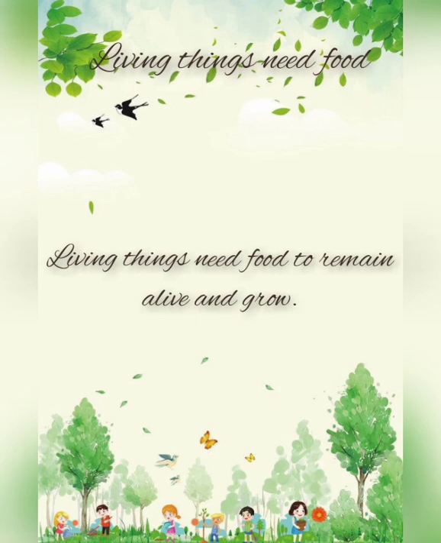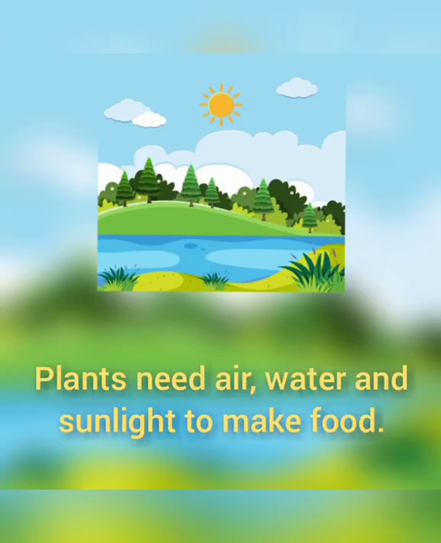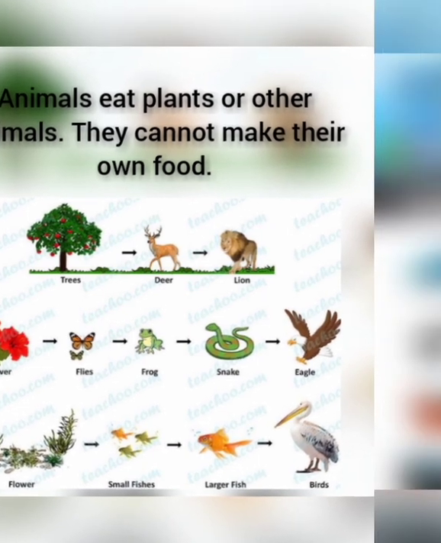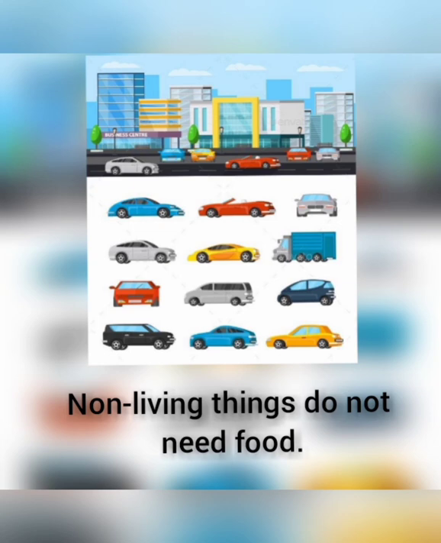Alright? Living things need food. Yes, living things need food to remain alive and grow. You all know that, right? Plants can make their own food with the help of air, water, and sunlight. But animals cannot make their own food. They eat plants or other animals. You all know what human beings eat, right? I don't need to tell you. Non-living things do not need food.